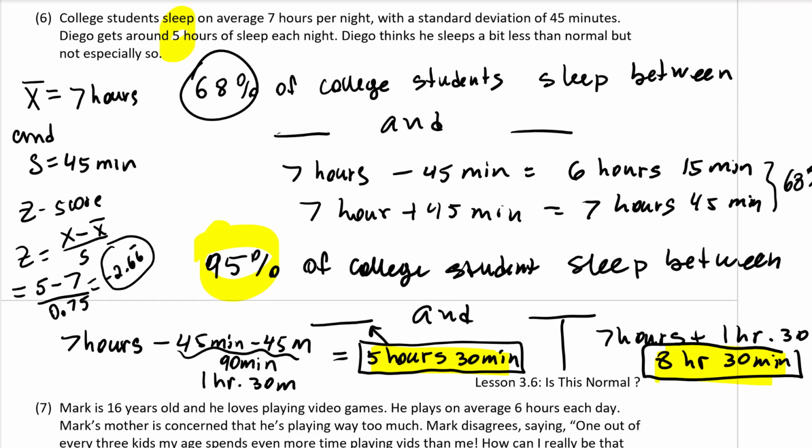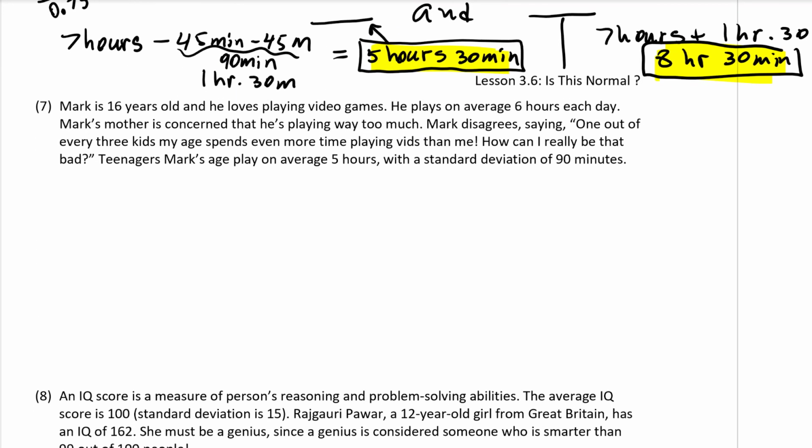What happens 68% of the time? What happens 95% of the time? That's where you understand that you have to add and subtract the standard deviation. For 68% you do it once, for 95% you do it twice, and for 99.7% you do it 3 times. And for our final, we have 2 more questions.